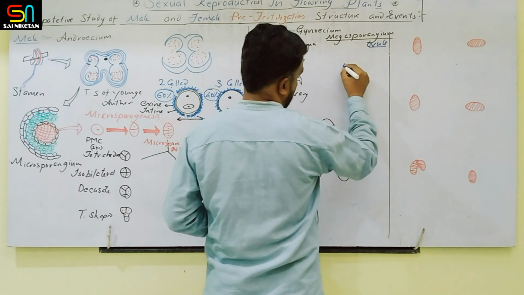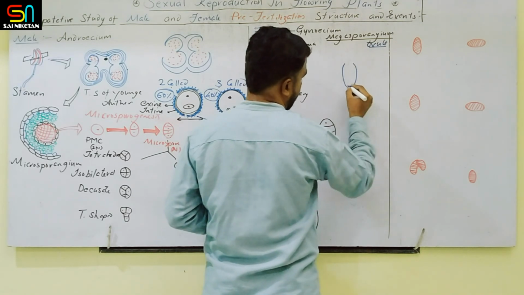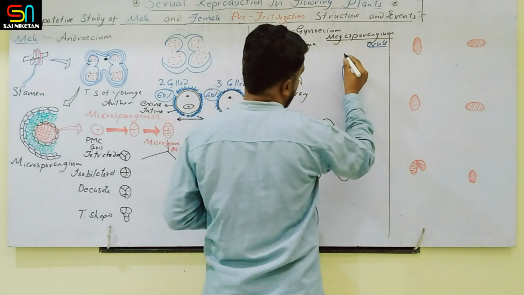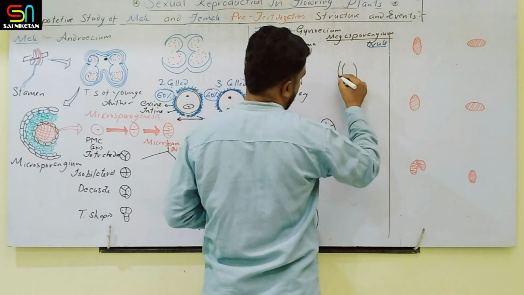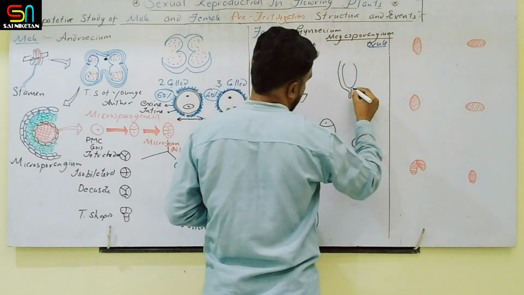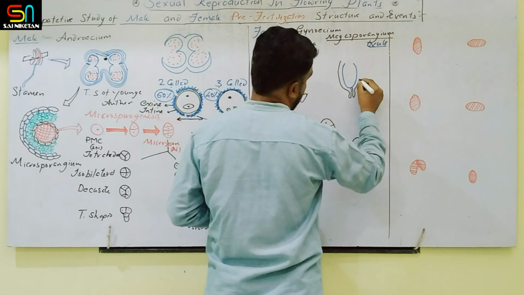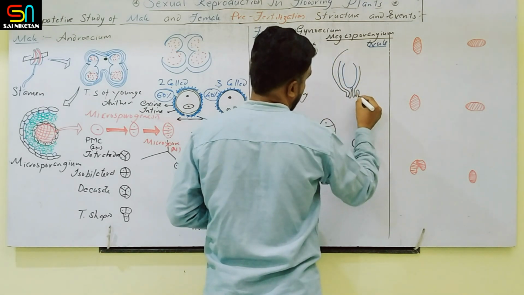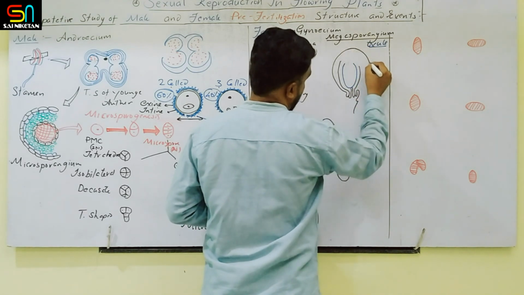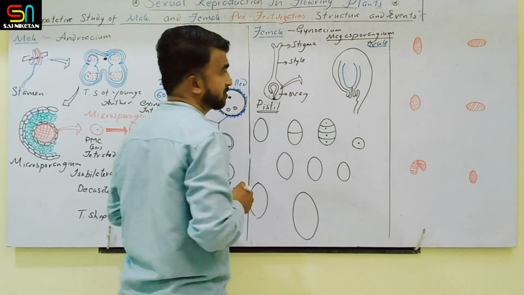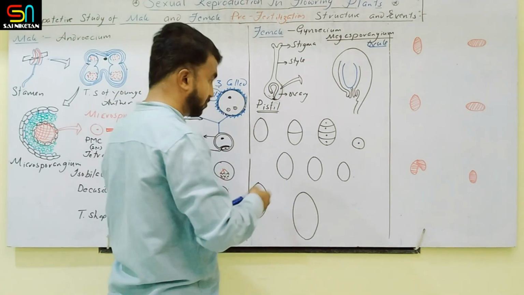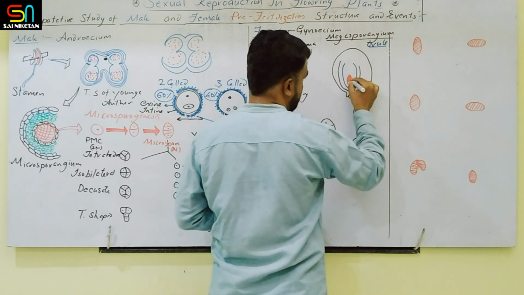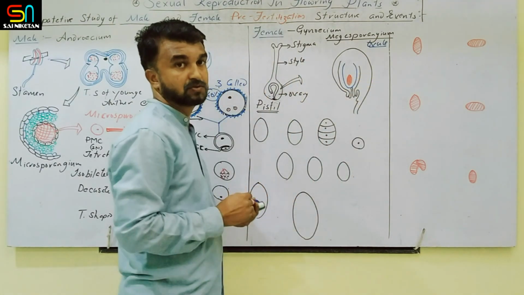Clear? So the ovule is like this one. It is an integumented, indehiscent megasporangium. So this is the anatropous ovule. In the textbook, one embryo sac is also drawn. This is the anatropous ovule.